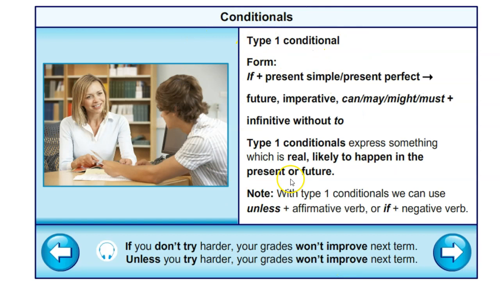Whereas the type 1 conditional is used to express something which is real or likely to happen in the present or future. Present or future, keep that, yeah? For instance, if you don't try harder, your grades won't improve next term. If you study, you will pass. This example is actually quite cool because it also talks about unless, which means exactly the same as if you don't try harder. Unless you try harder, can you hear the negative impact?